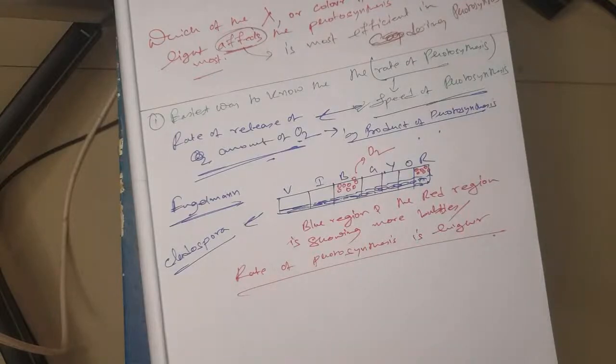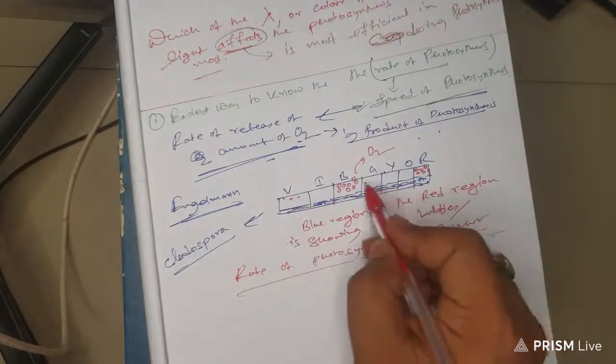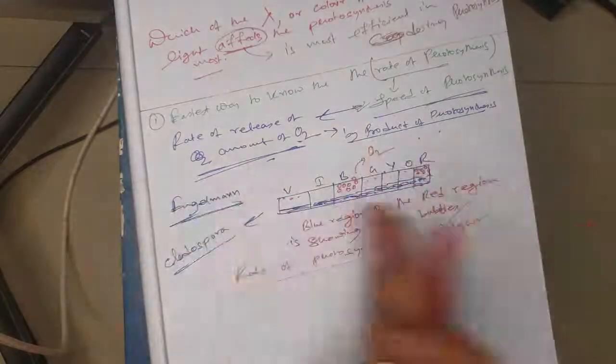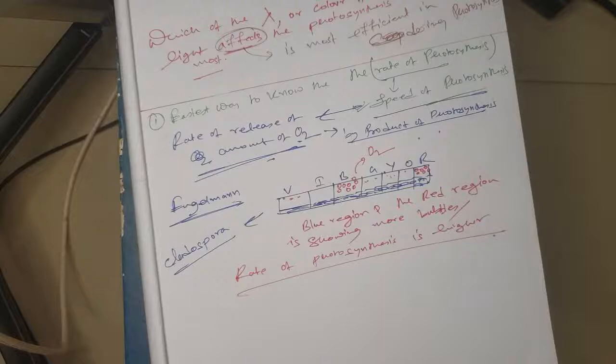Where is the rate of photosynthesis higher? You see, in the other regions also a little bit of bubbles were found, but they were nearly negligible compared to the amount of bubbles found here. So we can conclude that in the blue region and the red region the rate of photosynthesis is high. Now keep this information in one corner of your brain.